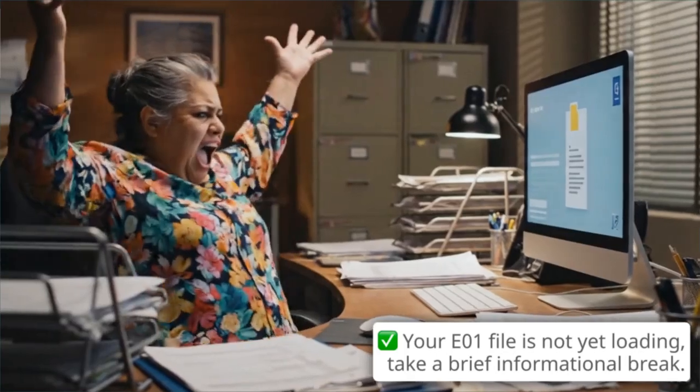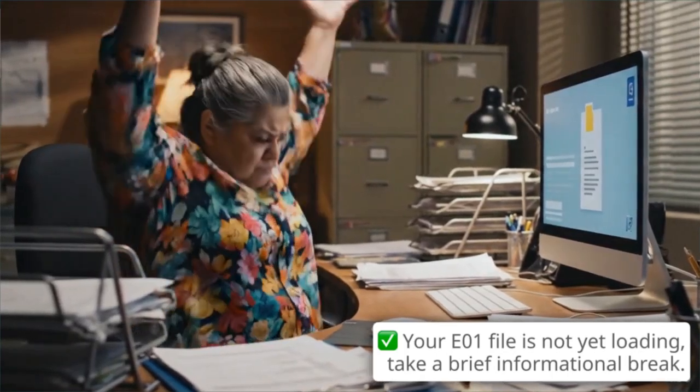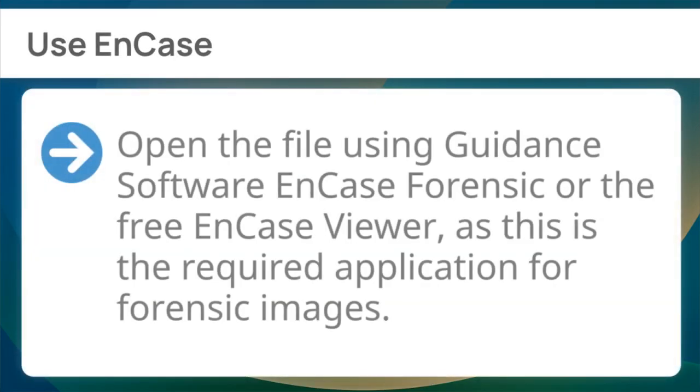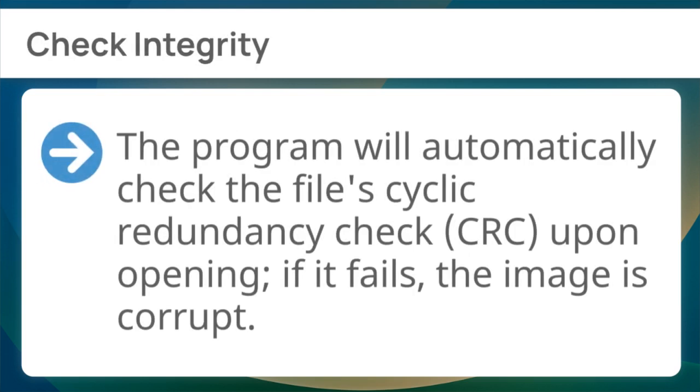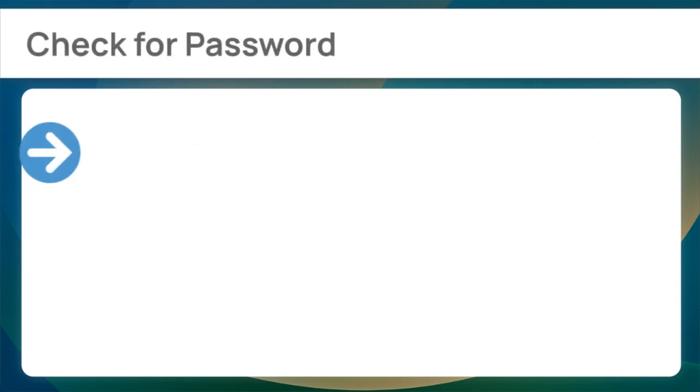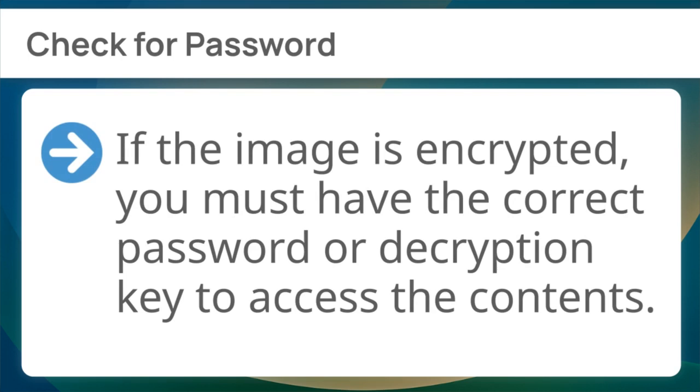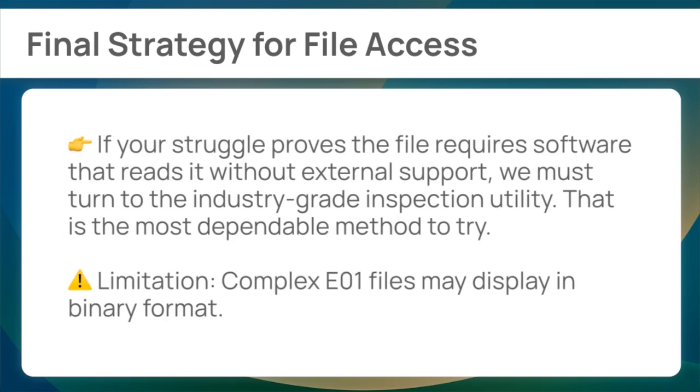Here are the top technical explanations for the persistent E01 file error. First, use EnCase. Open the file using Guidance Software EnCase Forensic or the free EnCase Viewer, as this is the required application for forensic images. Next, check integrity. The program will automatically check the file's cyclic redundancy check, CRC, upon opening. If it fails, the image is corrupt. Finally, check for password. If the image is encrypted, you must have the correct password or decryption key to access the contents. If every test failed, it's conclusive that the E01 file requires deep inspection.